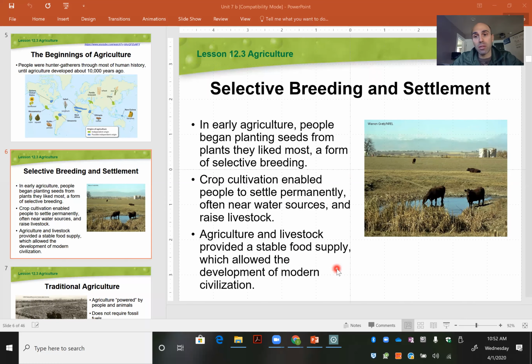And then agriculture and livestock provided a stable food supply, which allowed for the development of modern civilization. So not only were we staying in one place growing our own food, but we were also staying in one place and raising cattle, raising meat, right? Pigs and cattle and other things that you raise, chickens. So we were growing the food not only for ourselves, but we were also growing the food to raise them, to feed ourselves even more. So really, agriculture taking off like this paved the way for modern civilization.